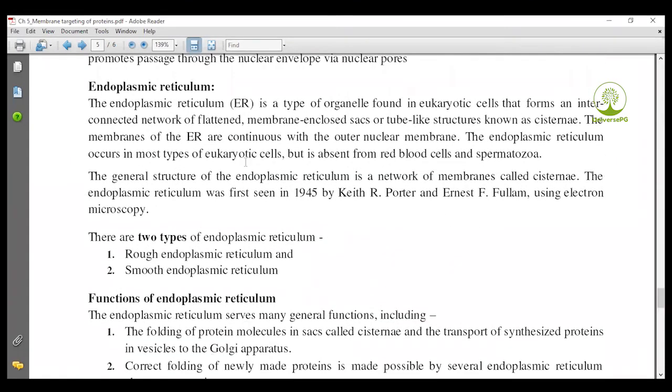Last time we talked about the endoplasmic reticulum. The endoplasmic reticulum is a cellular organelle found in eukaryotic cells that forms an interconnected network of flattened, membrane-enclosed sacs or tube-like structures known as cisternae. The membrane of the endoplasmic reticulum is continuous with the outer nuclear membrane. The endoplasmic reticulum occurs in most types of eukaryotic cells.